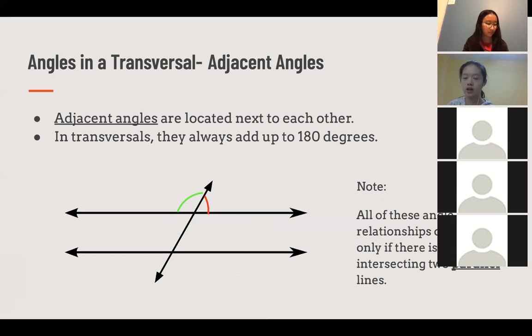All of the past angle relationships, like corresponding angles, alternate or opposite angles, and the same side angles, those relationships only occur if there is a transversal that intersects two parallel lines. If the lines aren't parallel, those relationships won't happen, basically. So just keep an eye out on that.